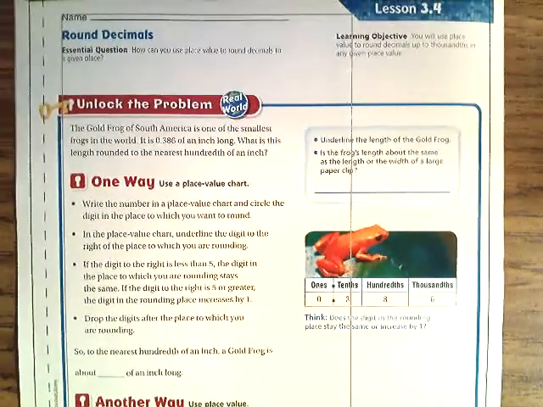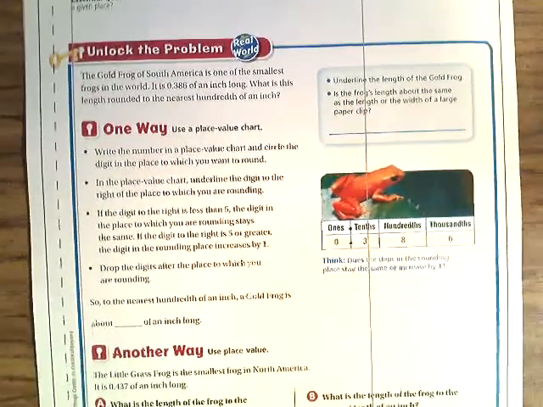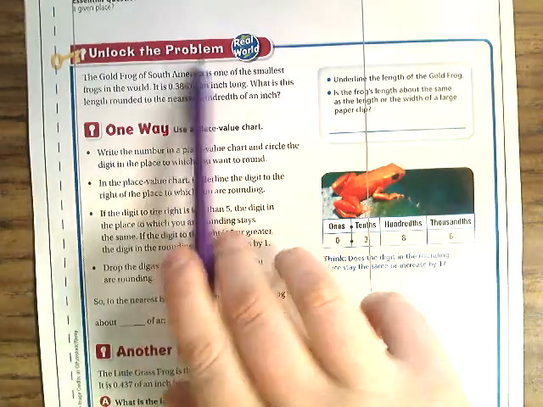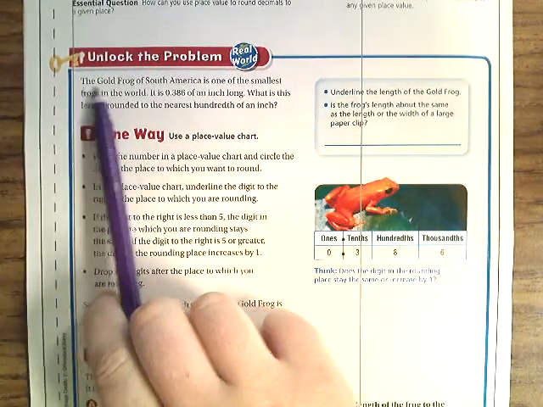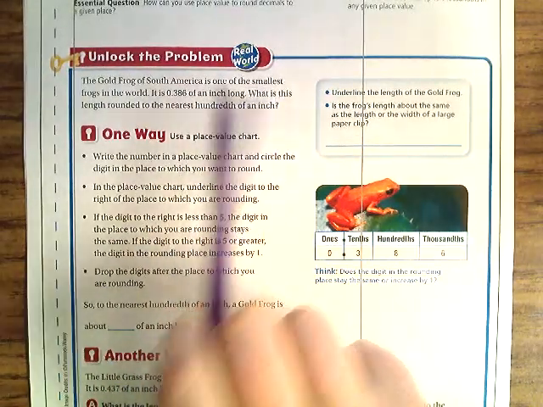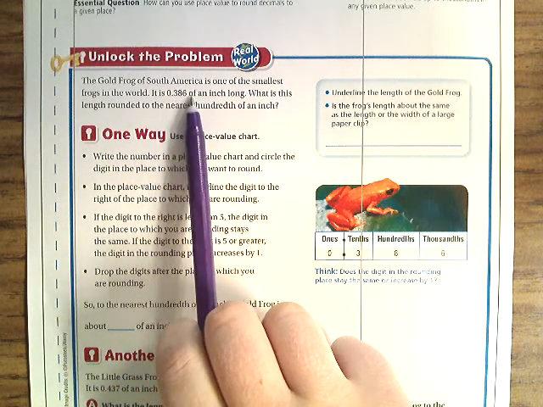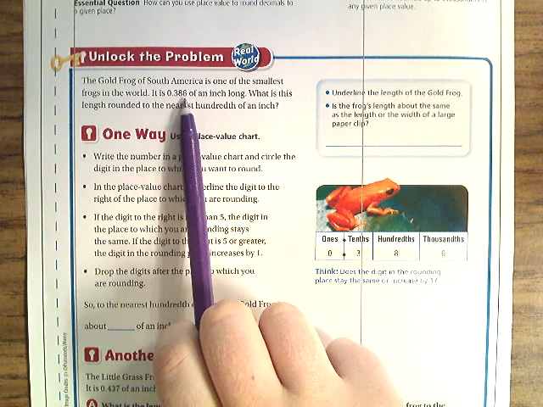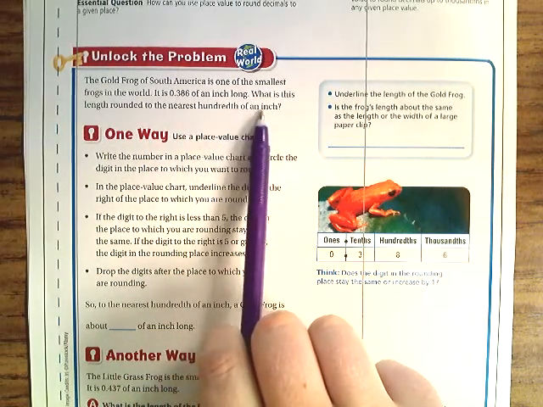All right, we're going to start at the top where it says unlock the problem, and it says round decimals. The gold frog of South America is one of the smallest frogs in the world. It is 0.386 of an inch long, or 386 thousandths of an inch long. What is the length rounded to the nearest hundredth of an inch?